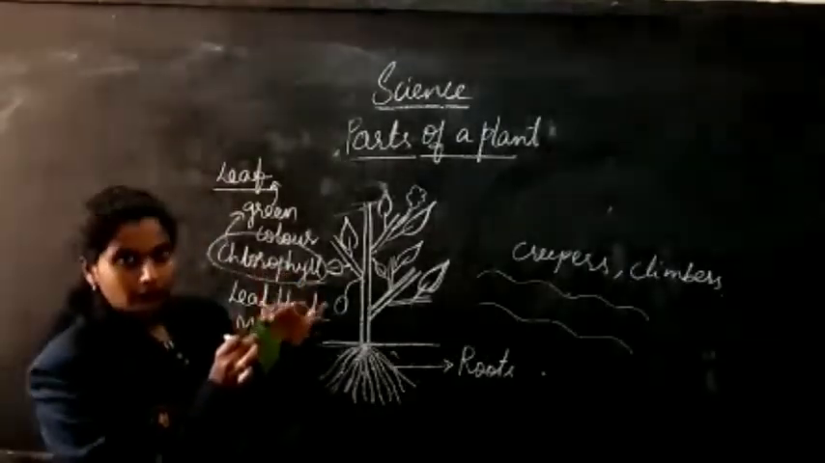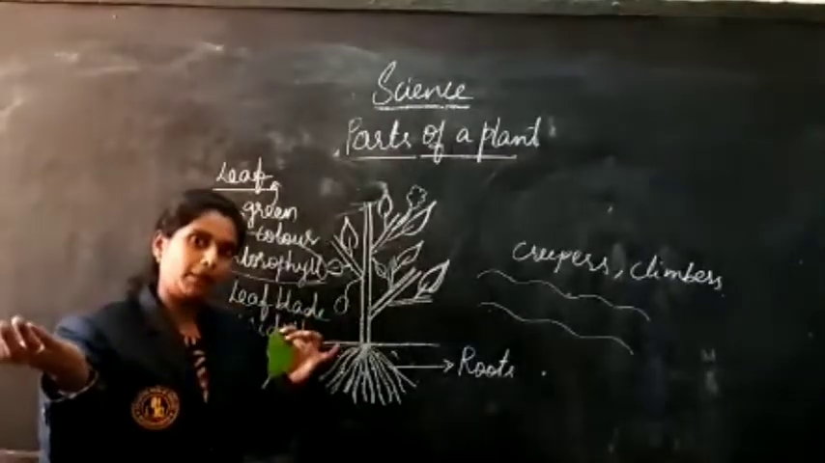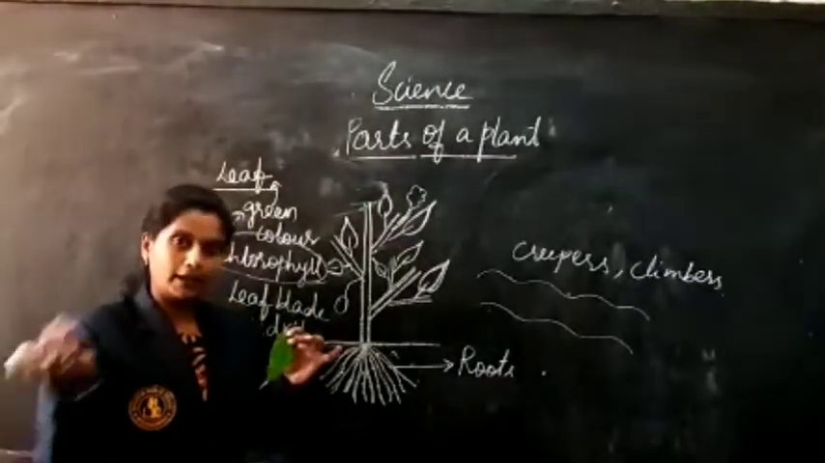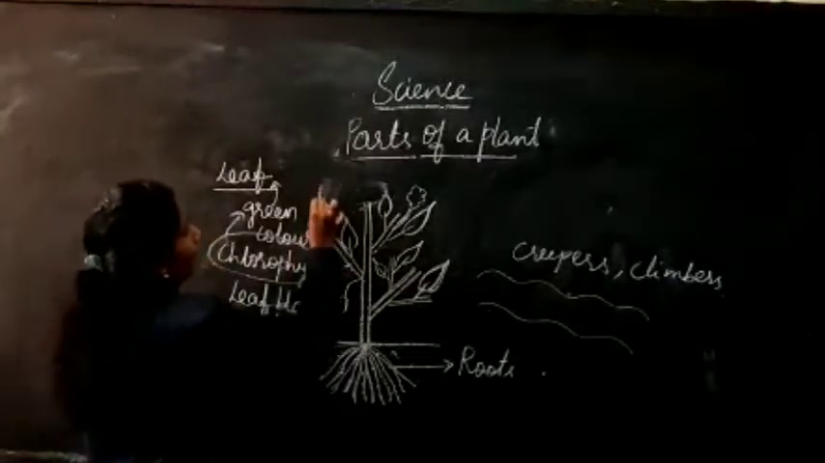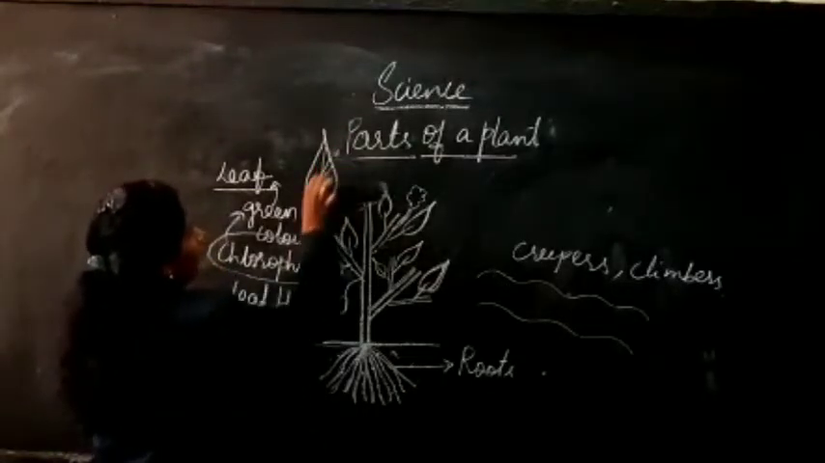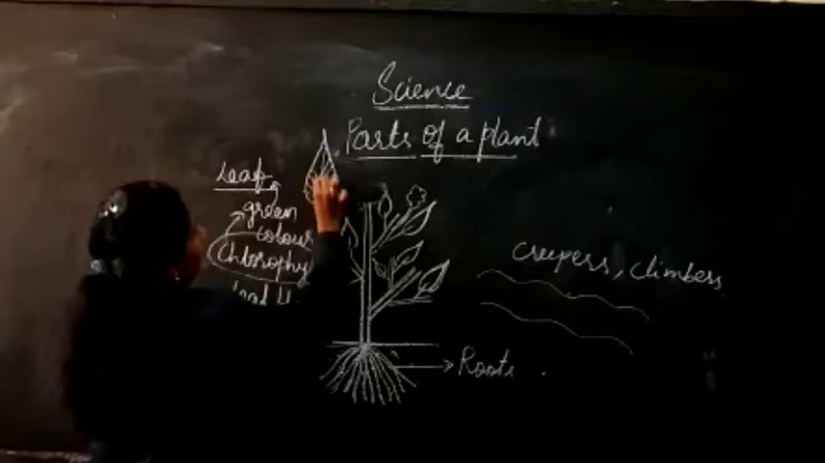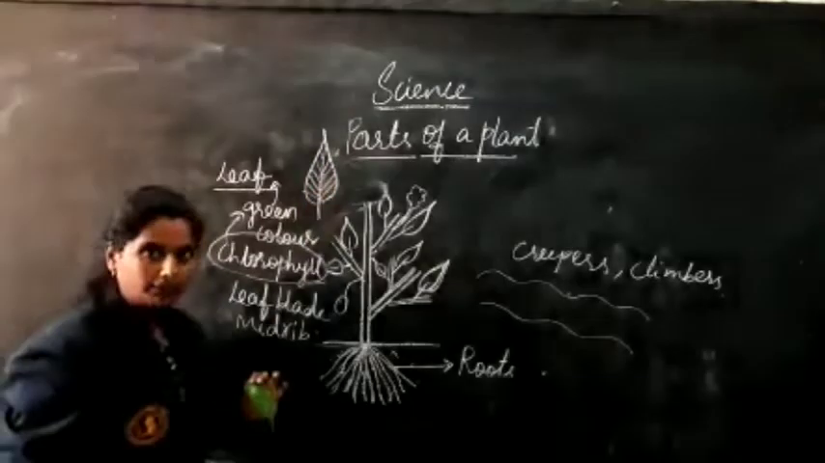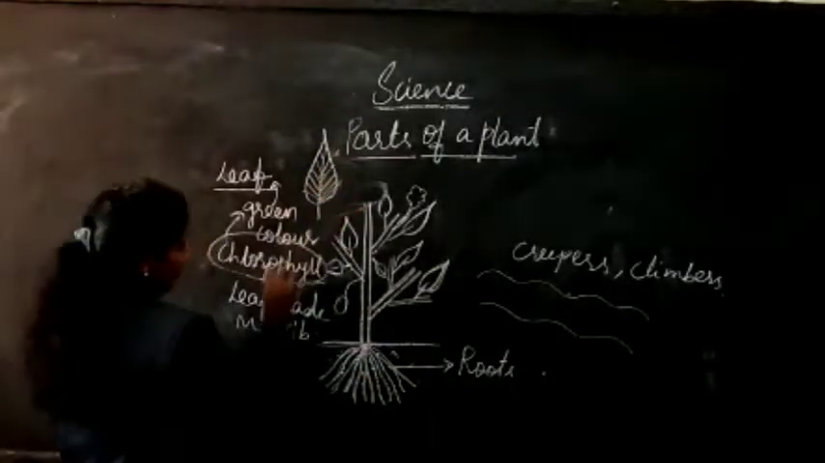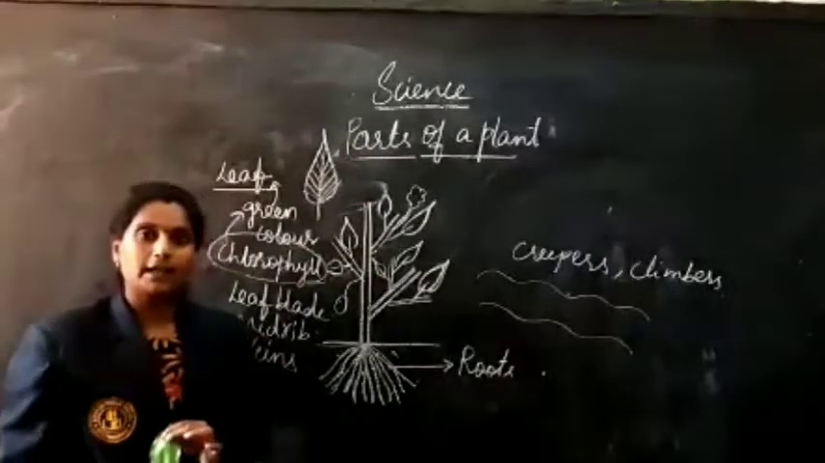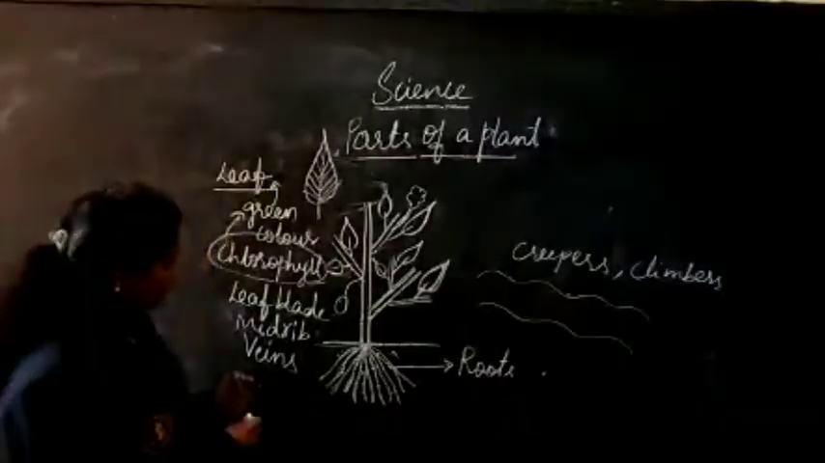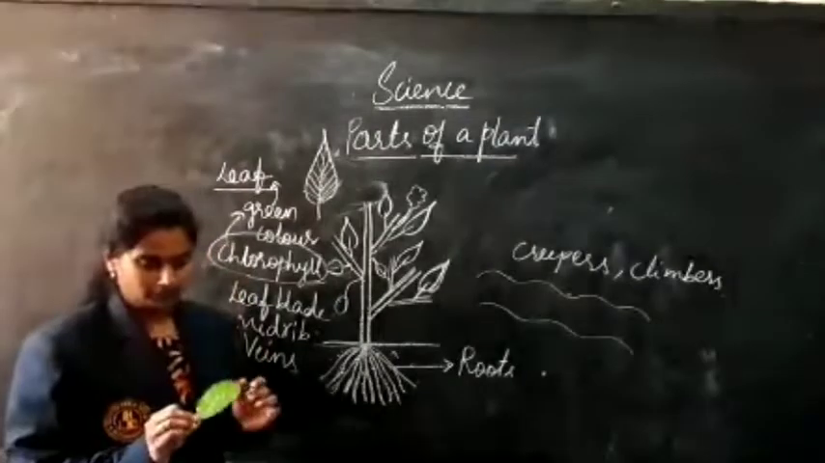If you observe keenly, you can pluck any leaf from your garden and see it. A number of hair-like structures are coming from the midrib. If you observe in this way, you can see it in the leaf. These lines we call veins. So this is about the leaf structure.